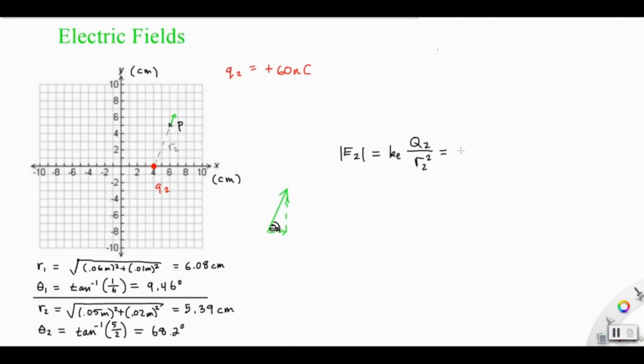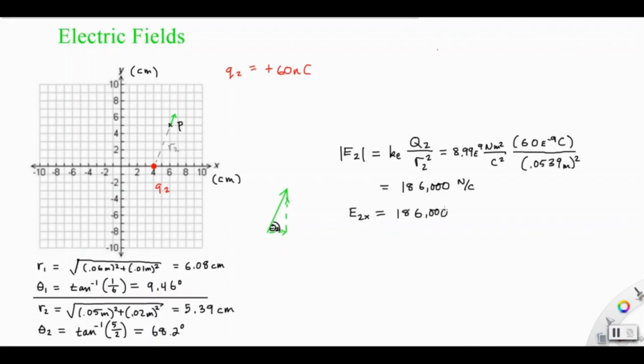So we can go ahead and write out our angles, and we can go ahead and write out our variables. We've got the Coulomb constant, and we've got our charge value, and we have our calculated radius. This results in 186,000 newtons per coulomb of magnitude of electric field. Again, we can break this up into x component and y component.